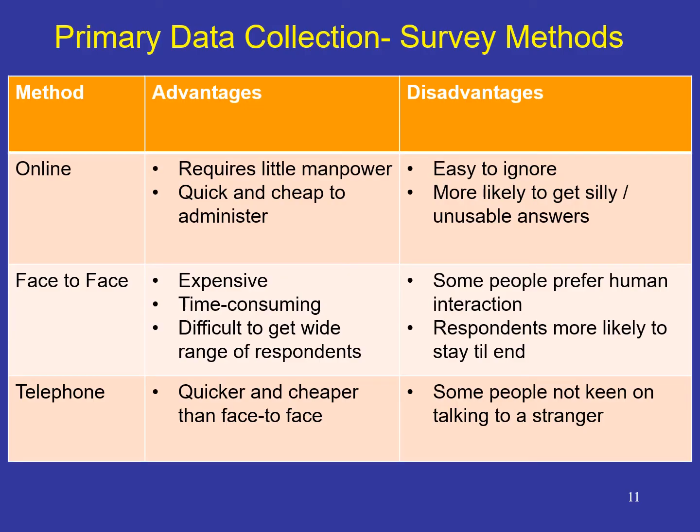Now, if you want to collect some primary data, there are several ways of doing it. Nowadays, the most common way is to do it online. You can just set up an online survey, and it's generally quick and cheap to administer. However, one of the disadvantages with doing this is people often ignore requests to fill in online surveys. And also, when they do fill them in, often they can be tempted to give silly or unusable answers.